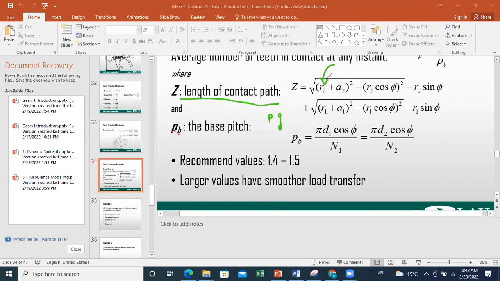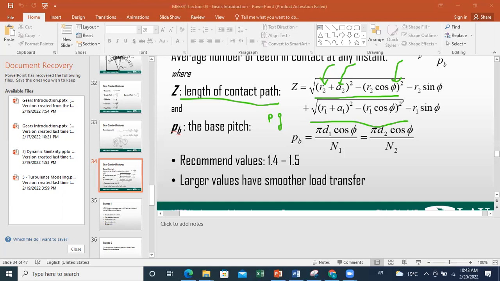You should know, for your pinion and for your gear, the pitch radius. You should know the addendum value A. You should know the pressure angle. All of these are already calculated from previous steps. So you have them for 1 and 2, for the gear and for the pinion.